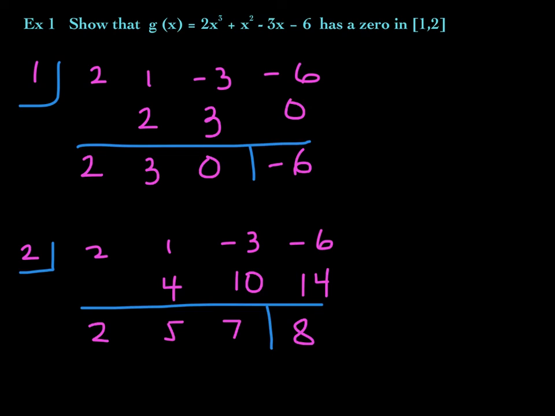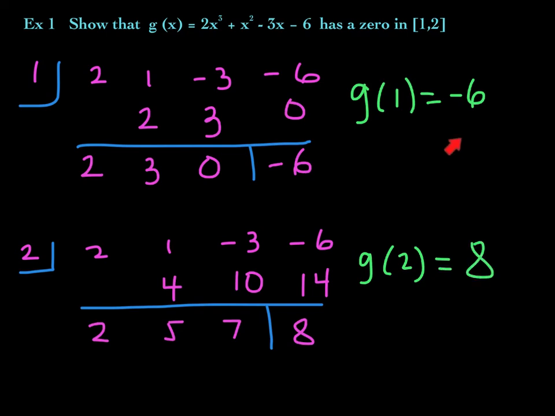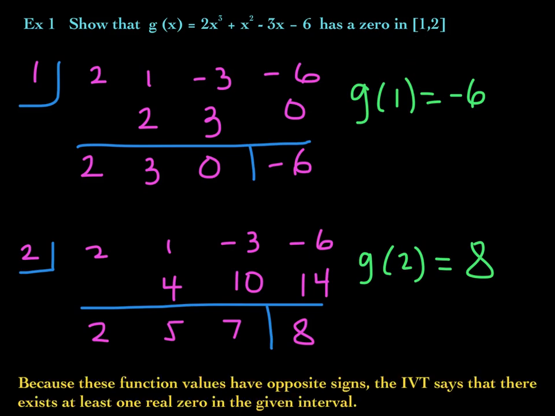So we just showed that g of 1 is negative 6 and g of 2 is 8. These have opposite signs, right? These outputs are opposite signs. That proves there is at least one zero in that interval. Because these function values have opposite signs, the intermediate value theorem says that there exists at least one real zero in this given interval. Good job, everybody.